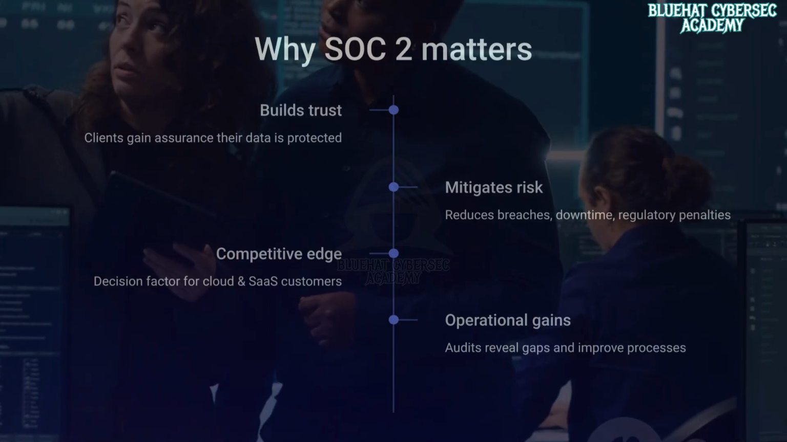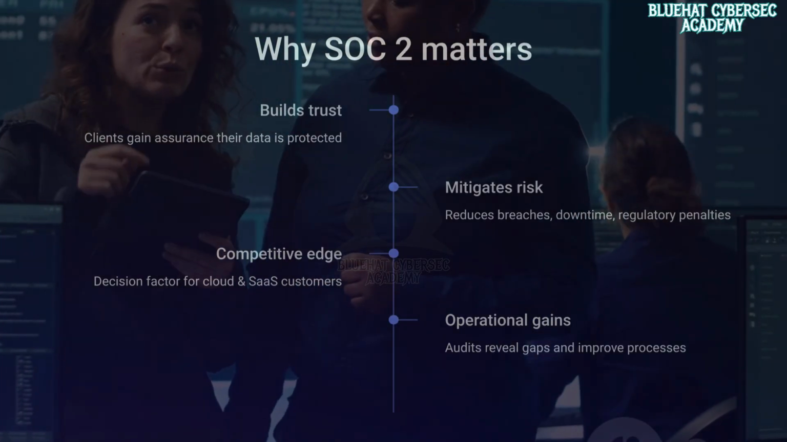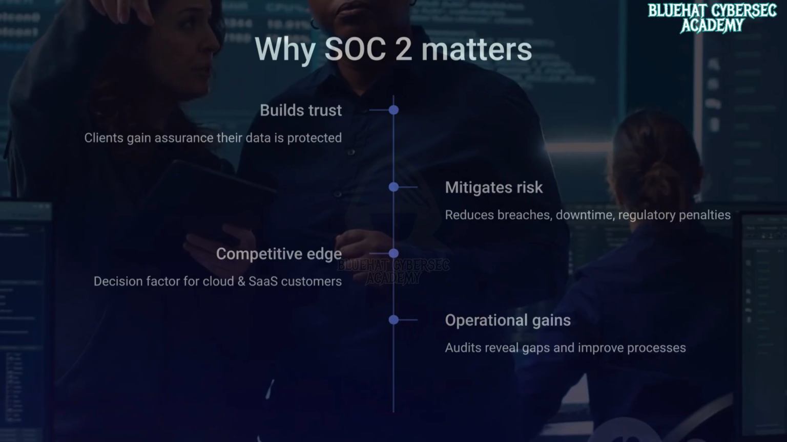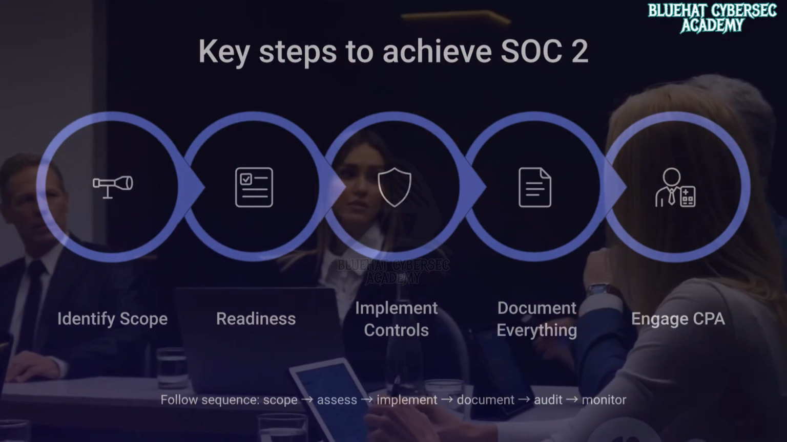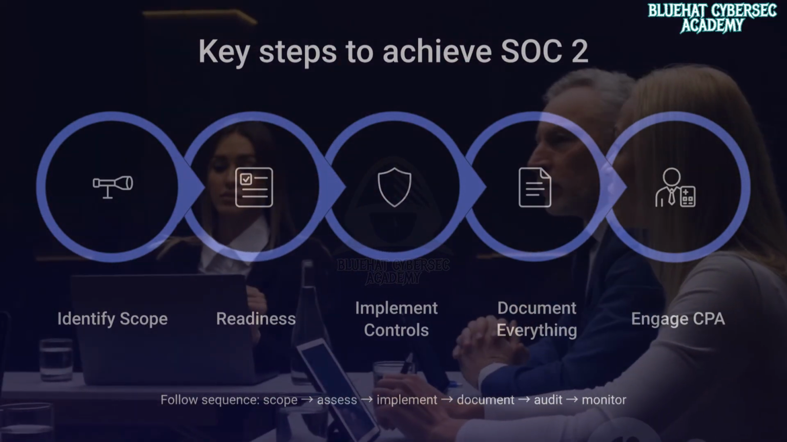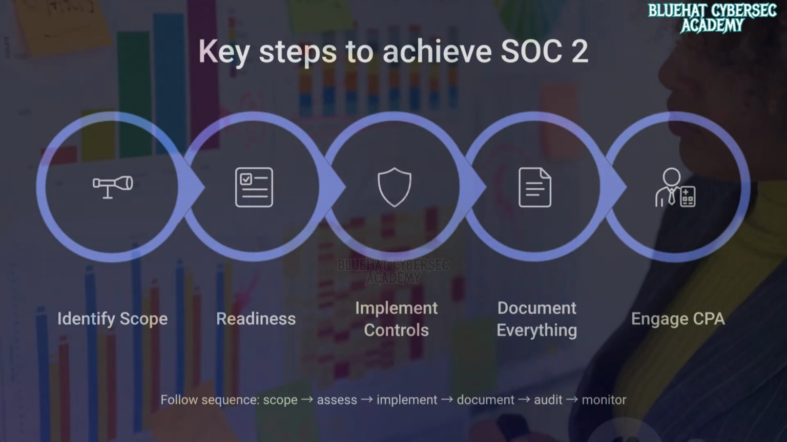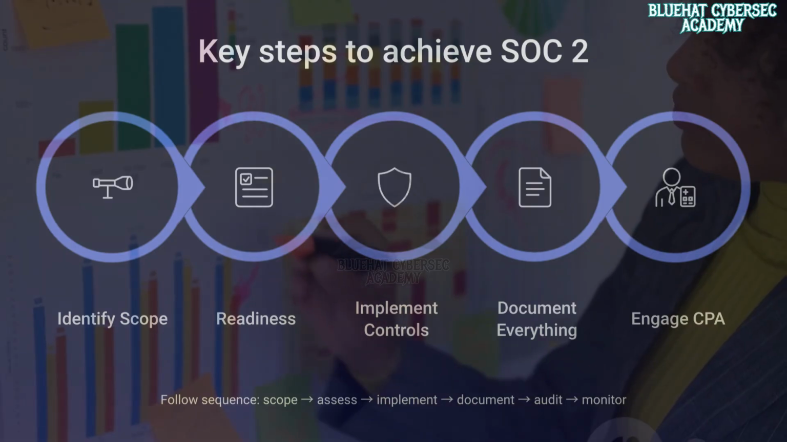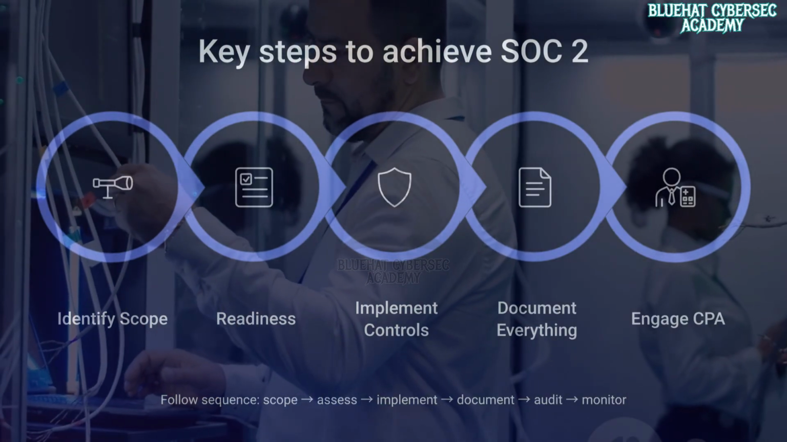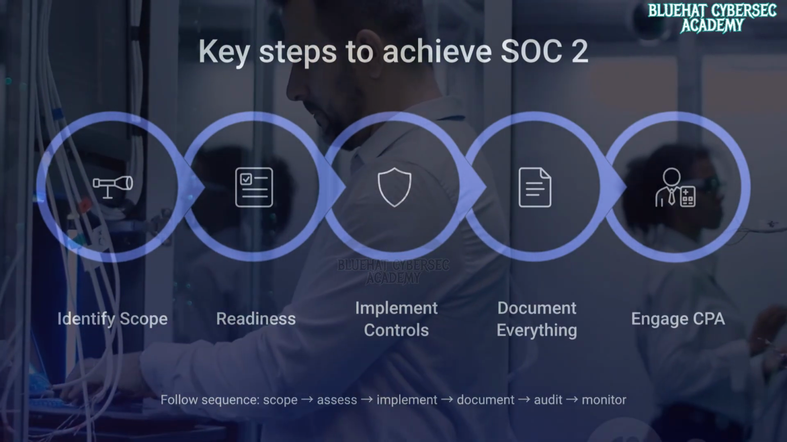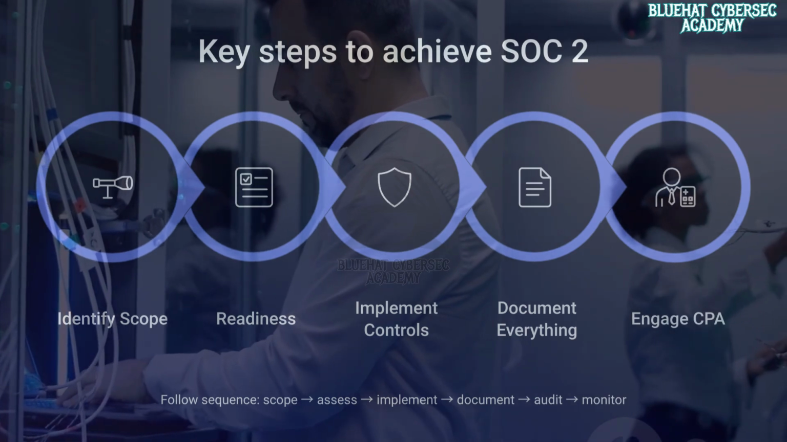Preparing for SOC 2 audits often uncovers inefficiencies and gaps, so you get a chance to fix them and really strengthen your internal processes. All right, let's talk about the key steps to achieve SOC 2 compliance. First, you identify the scope and trust principles that apply to your services. Second, you conduct a readiness assessment, evaluating your existing policies, processes, and controls to find any gaps.